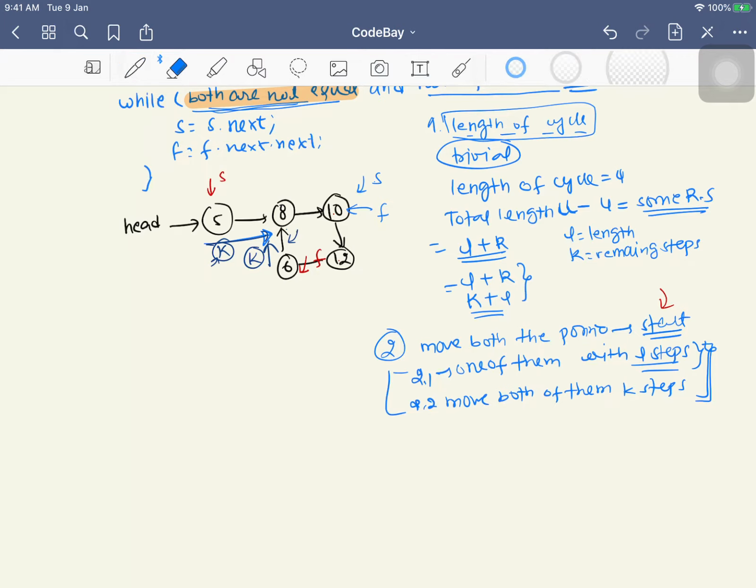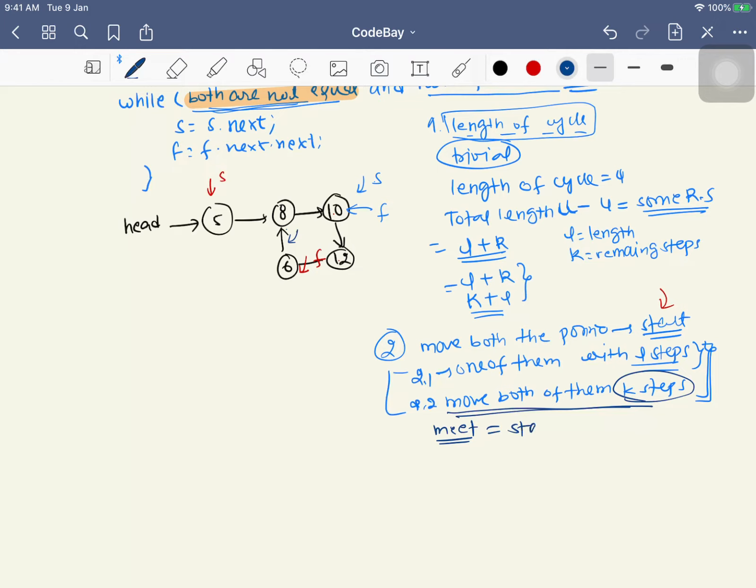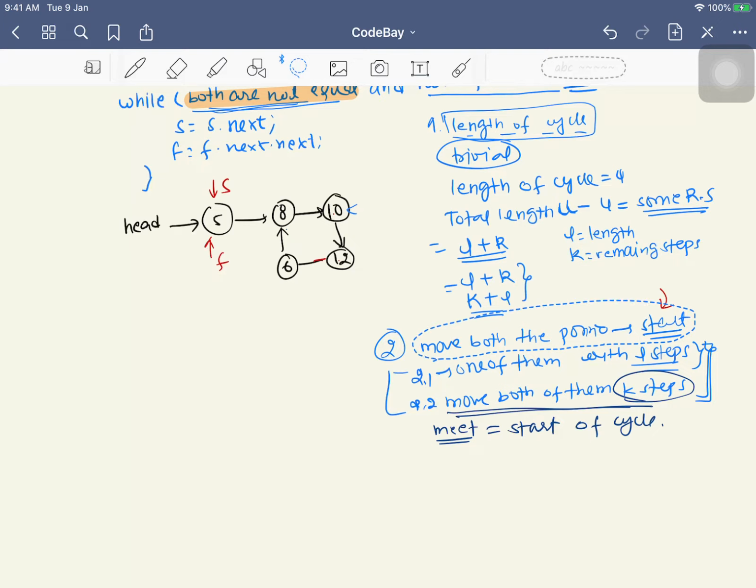So with the help of this observation, we will move both the pointers K steps, and once they meet, they will be meeting at the start of the cycle. Now let's dry run it, and I hope with the help of that you will understand it better. Let's dry run it with this example only. We have slow here and fast here. The first step is to move both the pointers to the start.